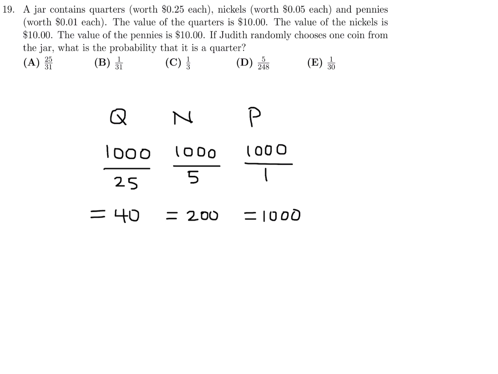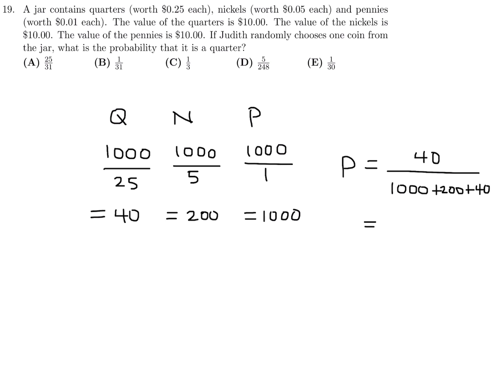If we're choosing one coin from the jar, the probability that it is a quarter is, as always, the denominator is the total number. So in this case, it's 1,000 plus 200 plus 40. And the numerator is our specific condition, which is that it is a quarter. And there's 40 of those. So 40 goes in the numerator.